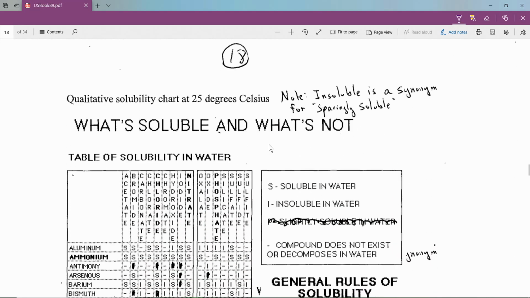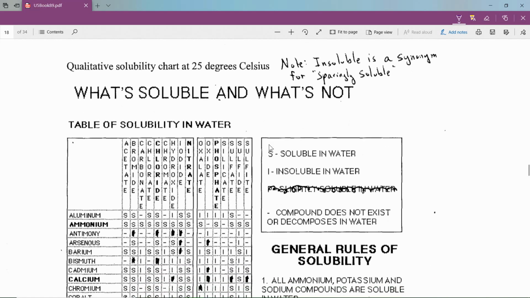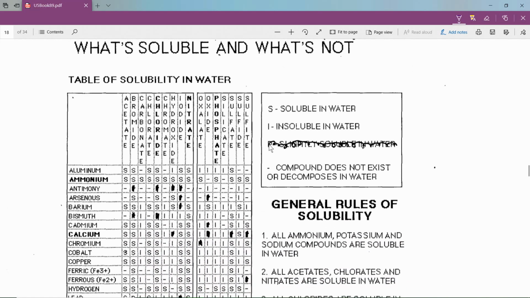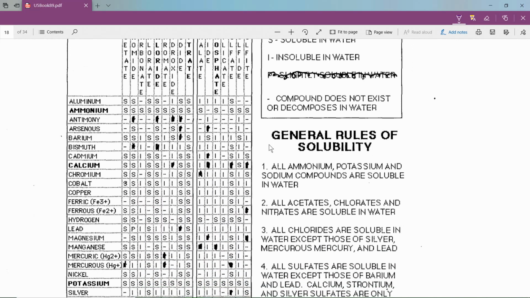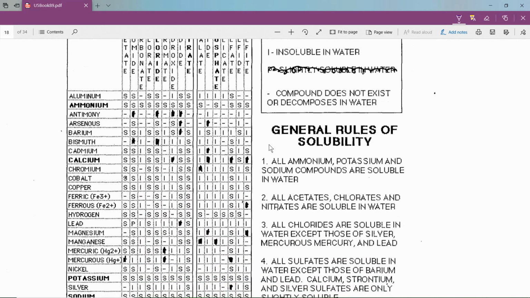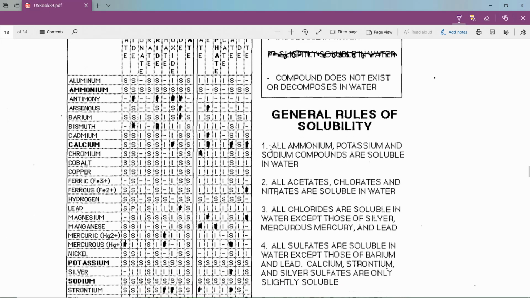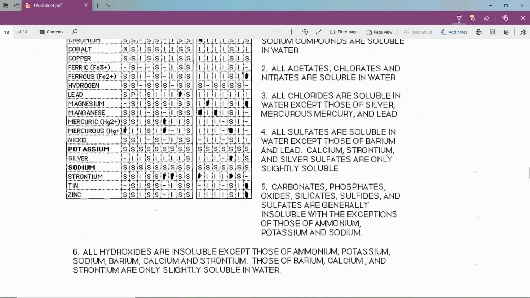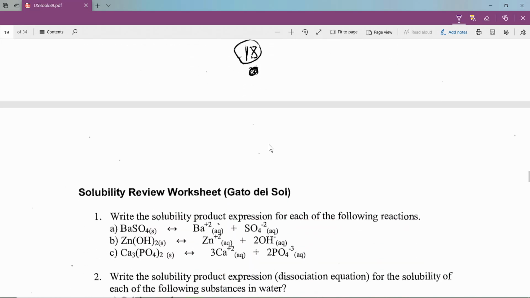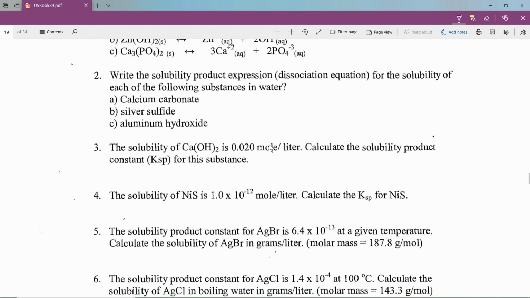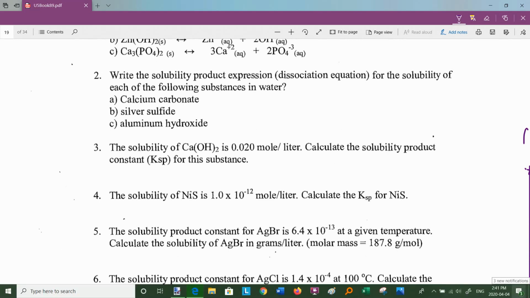Page 18 is our solubility chart, if you didn't know that already. And you can use this for any quiz, assignment, test, etc. And I didn't like this thing about slightly soluble, the P, so I switched all the P's with I's. So I means sparingly soluble, and S means soluble, and then some general rules and paragraphs on 18, and then there's some more worksheets as we go through the rest of the pages in the booklet.